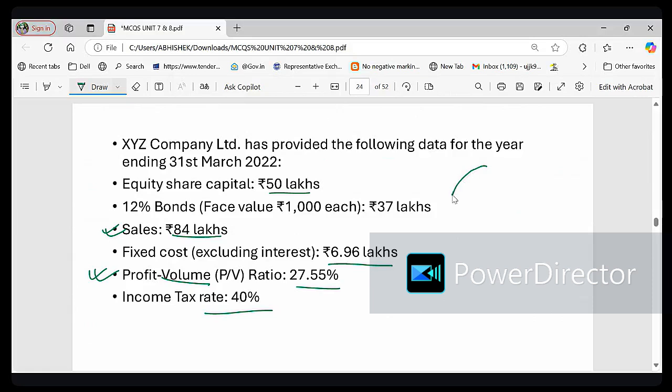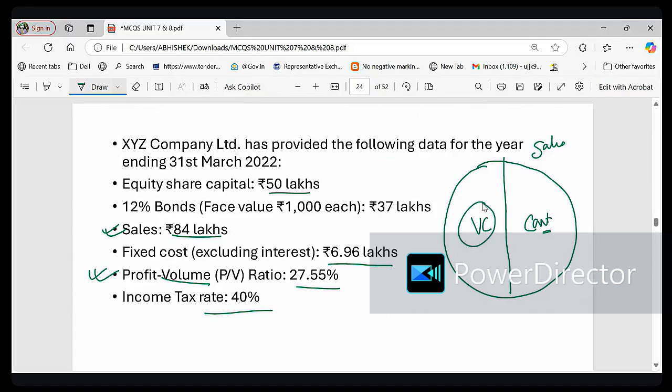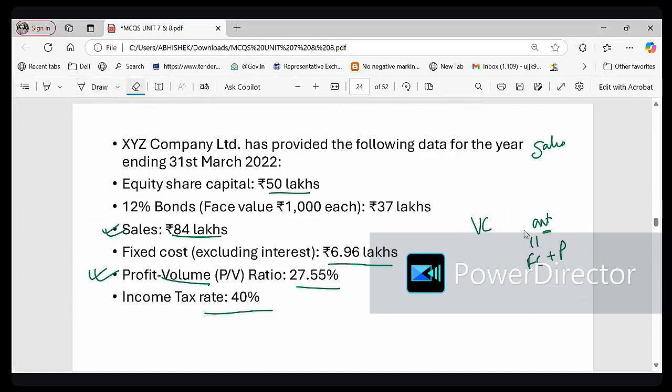So basically, what is contribution? Again, I am drawing this pie chart. This is your total sales. After you have deducted the variable cost, what is remaining is called contribution. Contribution is the portion of the sale that is left after variable costs are deducted. This contribution consists of two things: the fixed cost and the profit. So it is the money available to cover the fixed cost and profit, right? How to calculate the contribution here? Profit by volume ratio is given and sales is given, so there is a formula you can use to calculate the contribution.